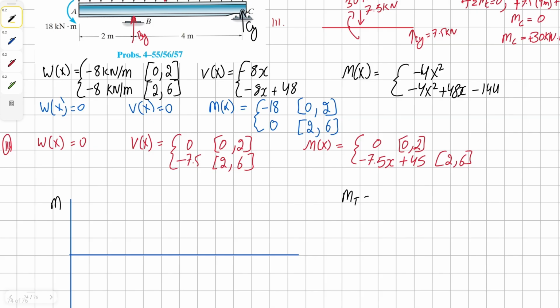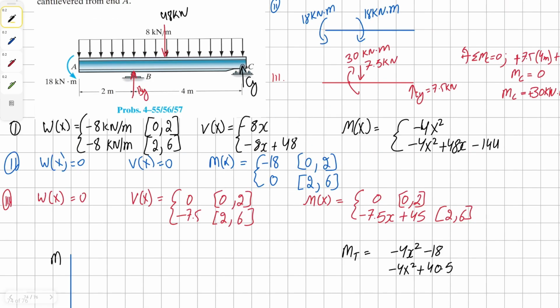So let's do that. We're going to have negative 4x squared for region 0 to 2, take away 18. And then for region 2, we're going to have negative 4x squared, and then 48 take away 7.5 is 40.5, and then negative 144 plus 45 is negative 99.